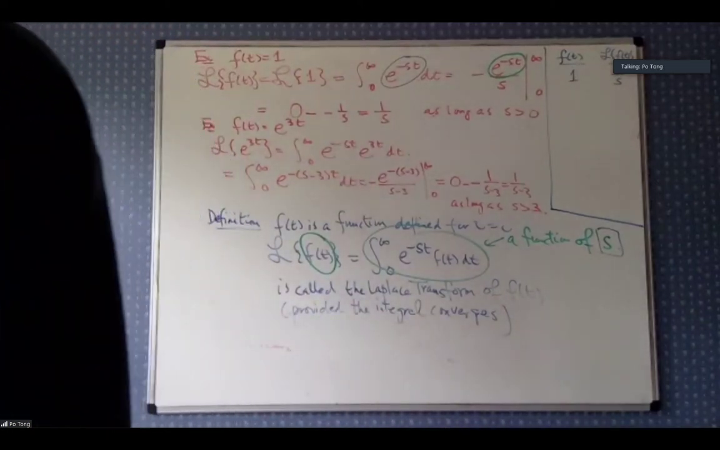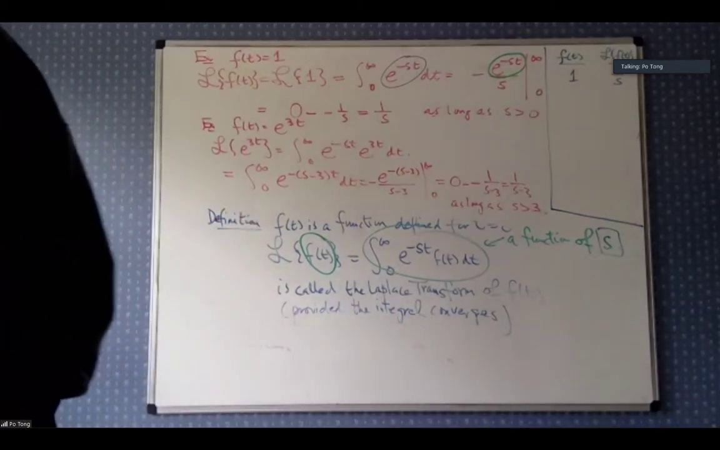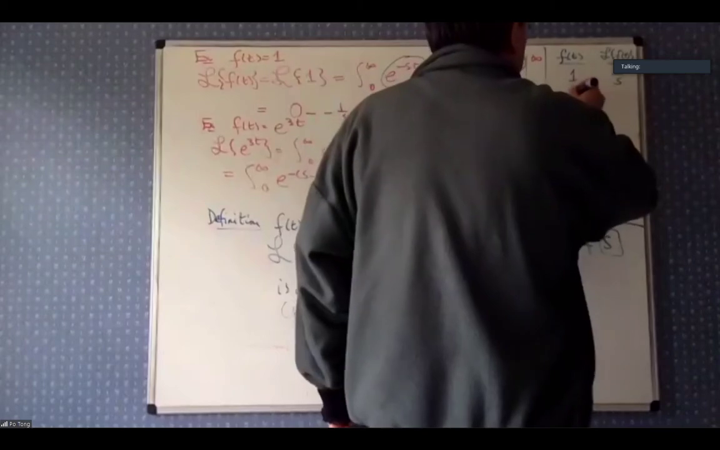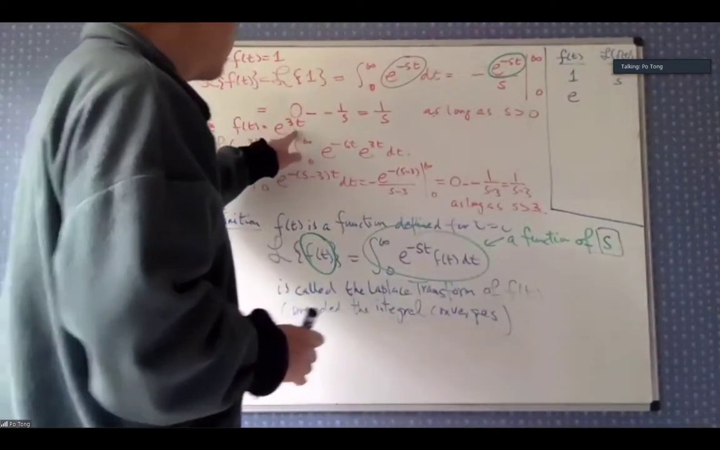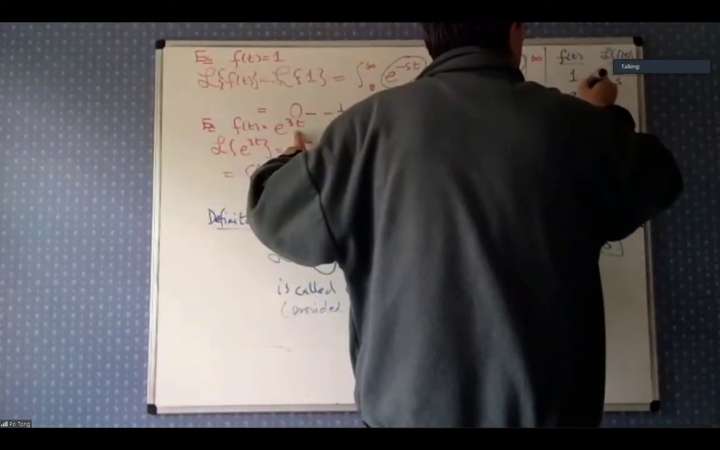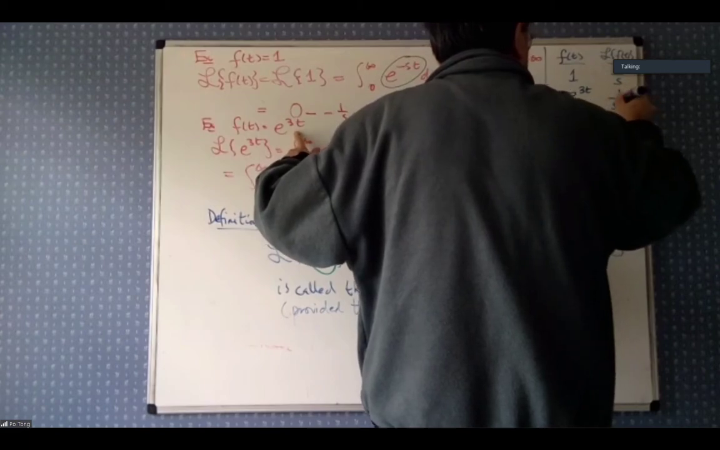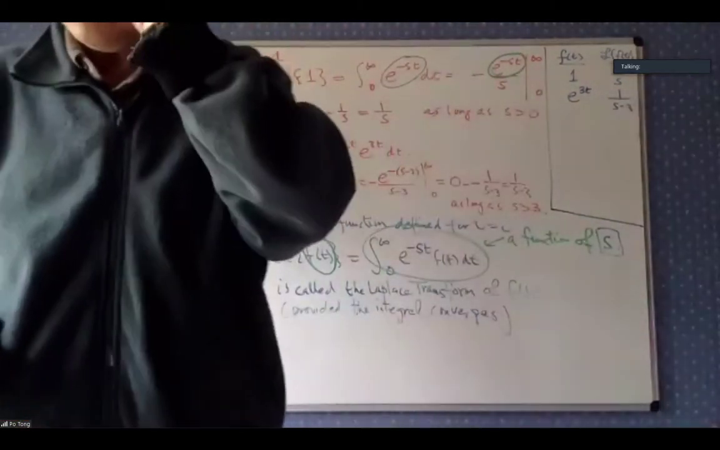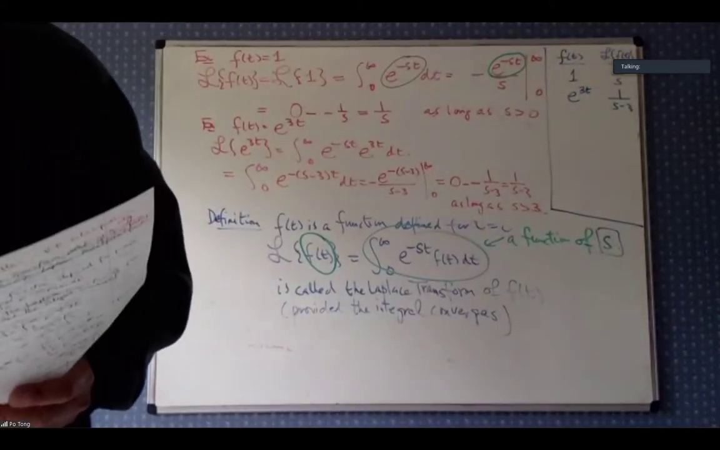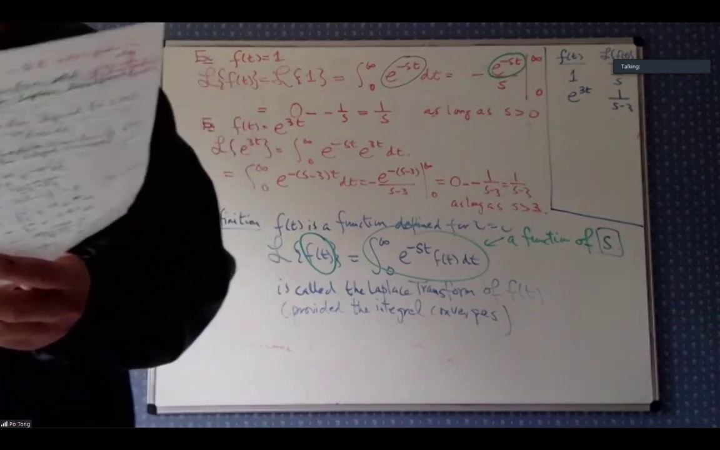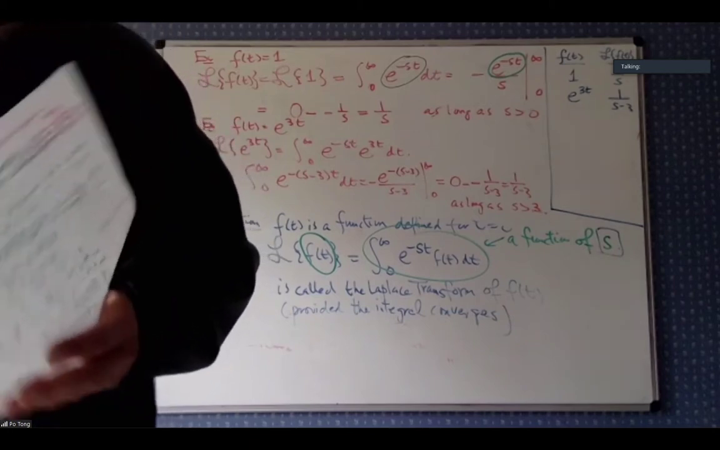Okay. So I now have the Laplace transform of an exponential function, e to the power 3t. This one will be 1 over s minus 3. Is it okay? Up till here. Are we okay up till here?